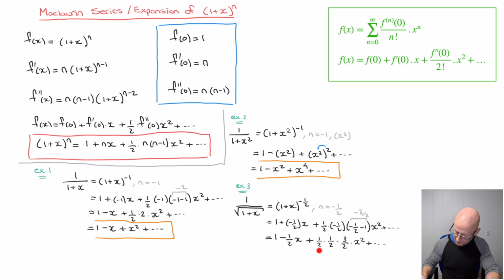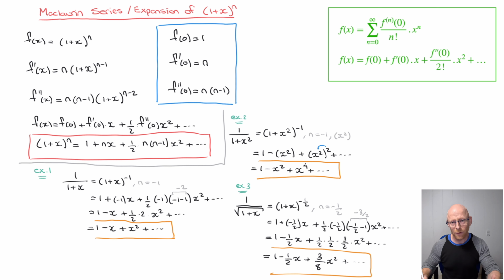Finally, taking care of this product of fractions here, we have 1 times 1 times 3 on the numerator, which is 3, and 2 times 2 times 2 on the denominator, which is 8. So we can go ahead and state that the Maclaurin series for 1 over the square root of 1 plus x is 1 minus 1/2 of x plus 3 over 8 times x squared plus 3 dots. And that's the answer. We've now found the Maclaurin series for 1 over the square root of 1 plus x.